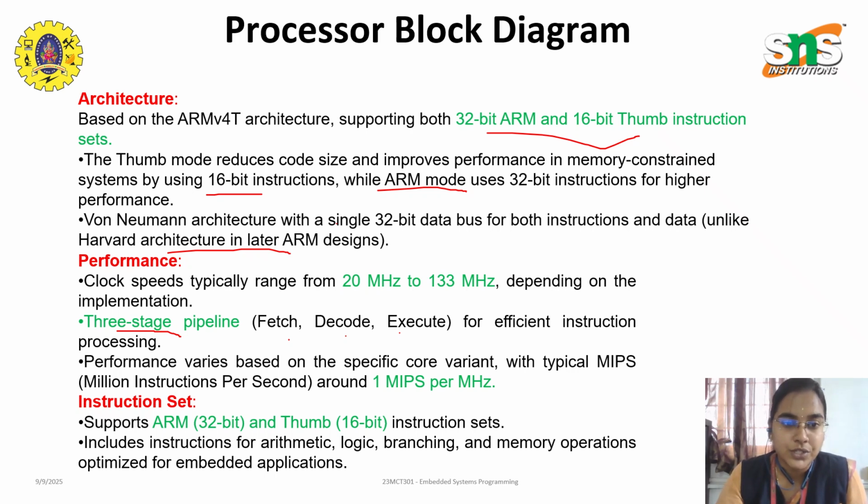Next, coming to the instruction set, we have two instruction sets, ARM and Thumb. In the mode also we have two types, and in the instruction set also we are writing two different types of instructions. One for ARM, that is for 32-bit, and one for Thumb, that is 16-bit. This includes common instruction sets like arithmetic, logic, branching, and memory operations optimized for embedded applications.